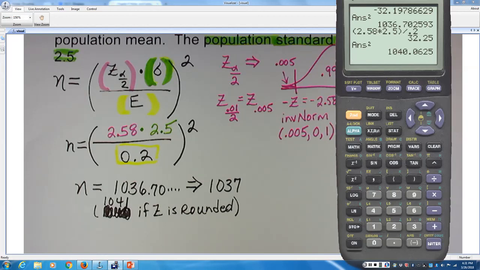Now, my math lab may tell you to round differently. You do what it tells you to. But realistically, you have to round up.